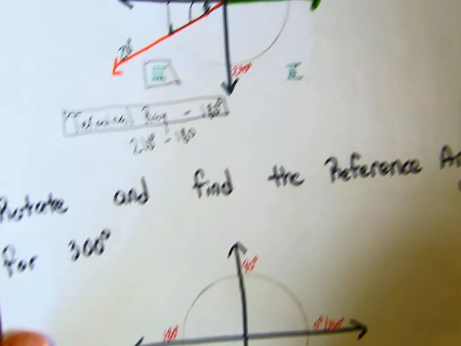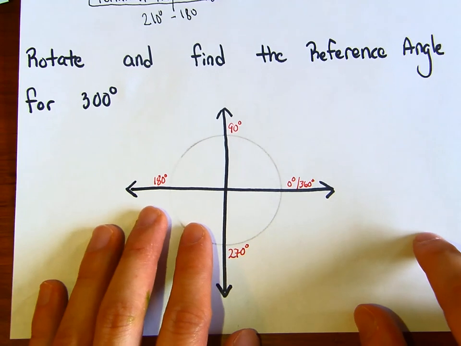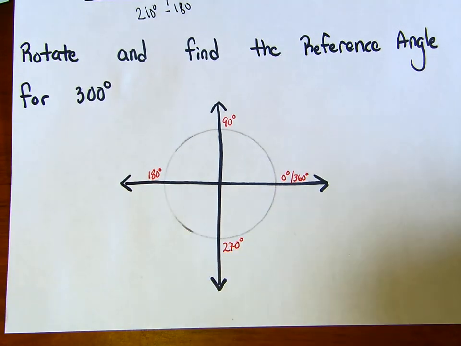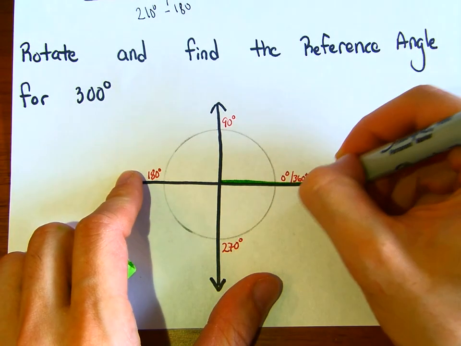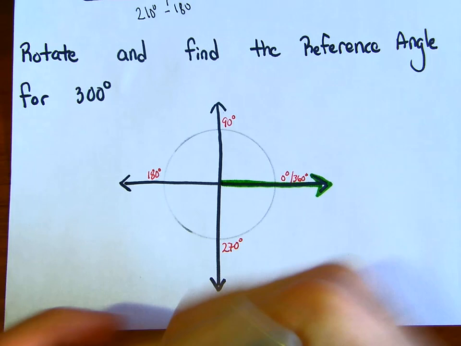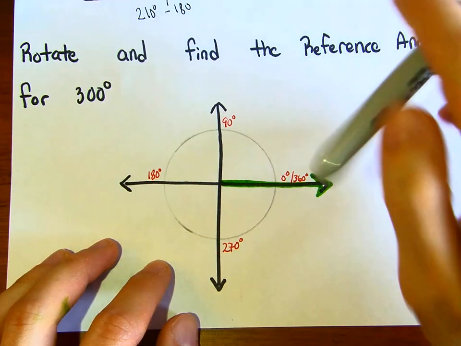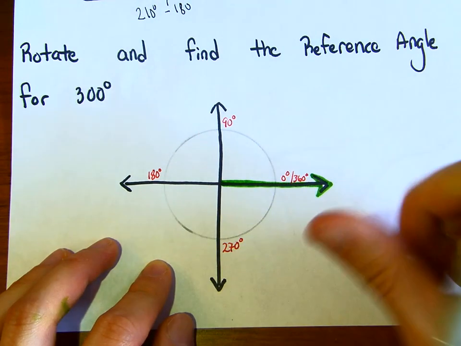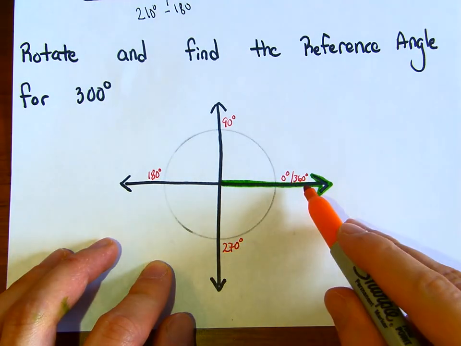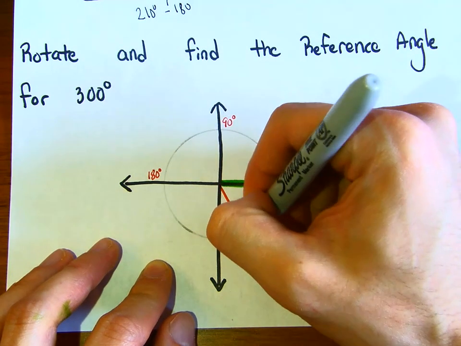Now let's try this one over here. Rotate and find the reference angle for 300 degrees, okay? Pause the video and try and do this by yourself. So here, what's the first move? We have our initial ray, and then we're going to rotate 300 degrees. So where is 300 degrees? Which quadrant will it be in? It should be in quadrant 4, because 300 is between 270 and 360. So 300, give or take, should be here.